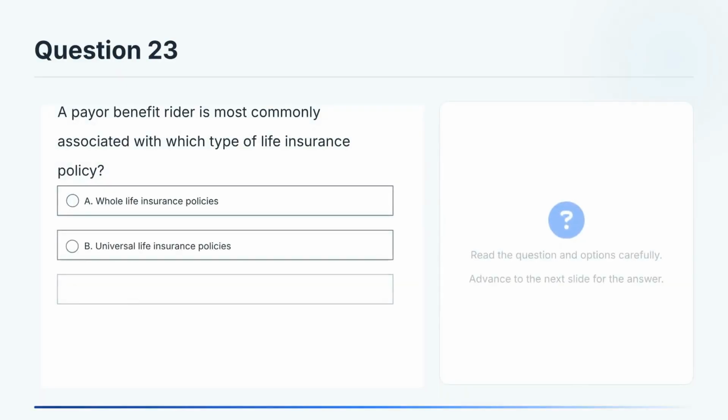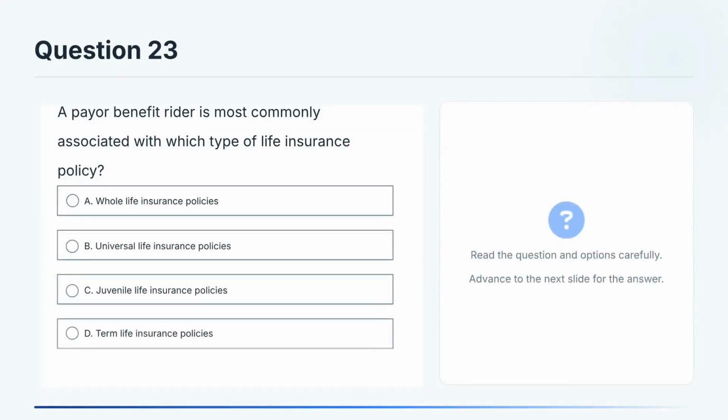Question 23. A payor benefit rider is most commonly associated with which type of life insurance policy? A. Whole life insurance policies. B. Universal life insurance policies. C. Juvenile life insurance policies. D. Term life insurance policies.